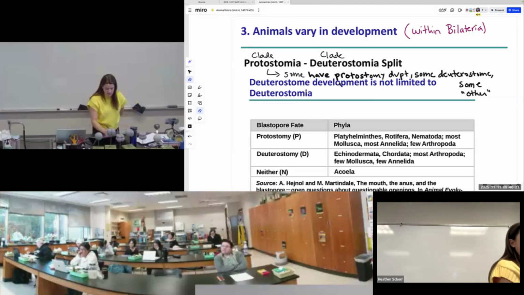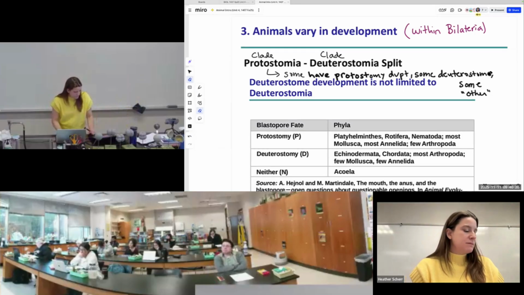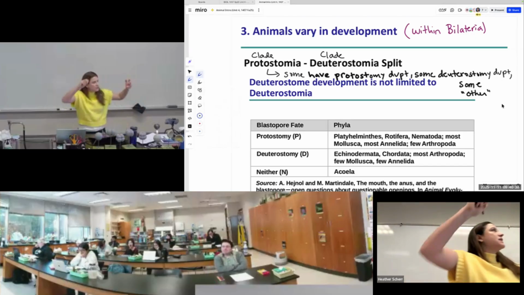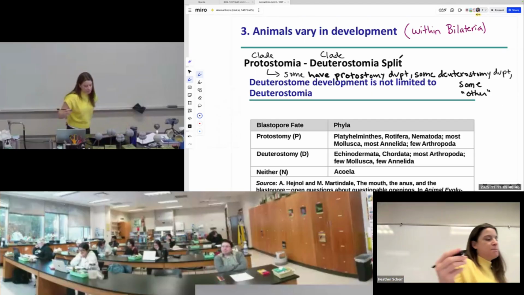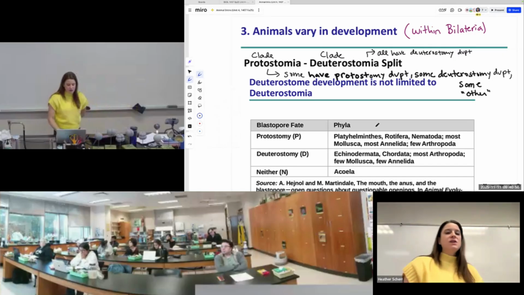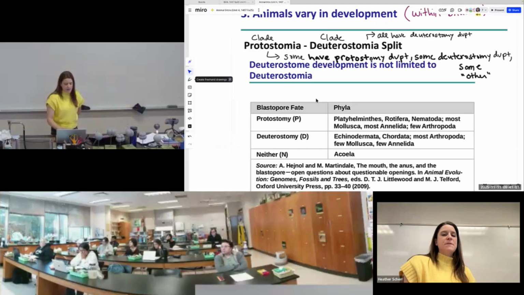So protostomia, some have protostomy development, some have deuterostomy development. That's deuterostomy. Some have other types of development, whereas deuterostomia, they pretty much all have deuterostome type development. So it's not split completely protostomia, deuterostomia, like the two groups, because protostomia is mixed. It's a really big group, but it's relatively split.